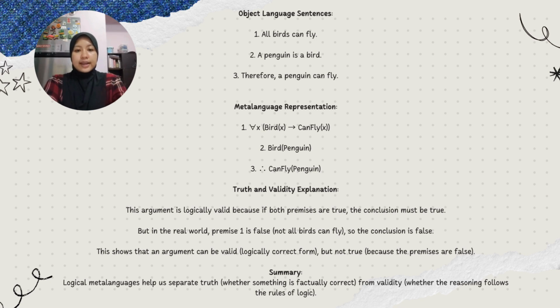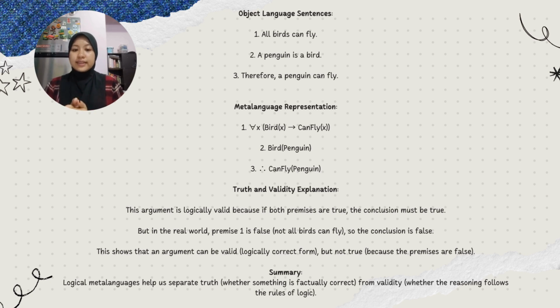The next key aspect is truth and validity. One powerful use of logical meta-language is in evaluating truth and validity. Let's consider this argument. The first premise is all birds can fly. The second premise is a penguin is a bird. The third one, therefore, a penguin can fly.